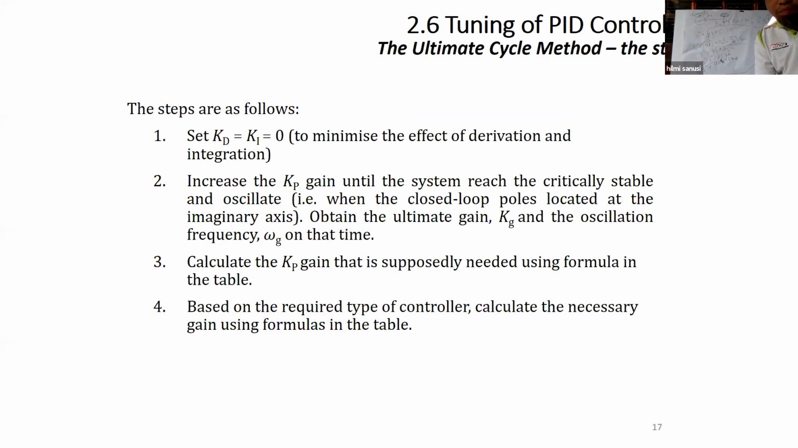So we increase the KP gain until it oscillates, and this is the ultimate gain. And then we calculate the gain that is supposedly needed using the formula in the table. Based on the required type of controller, we calculate the necessary gain using the formula in the table to adjust KD and KI.